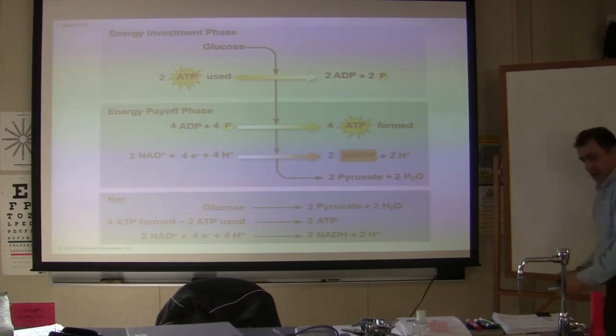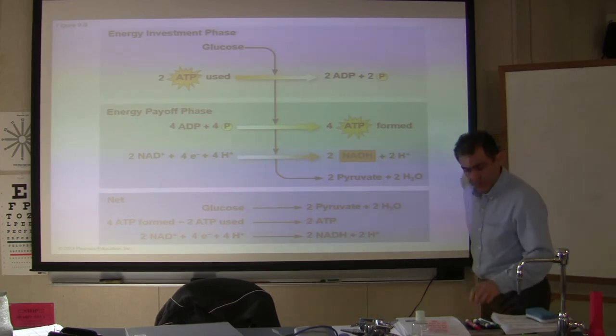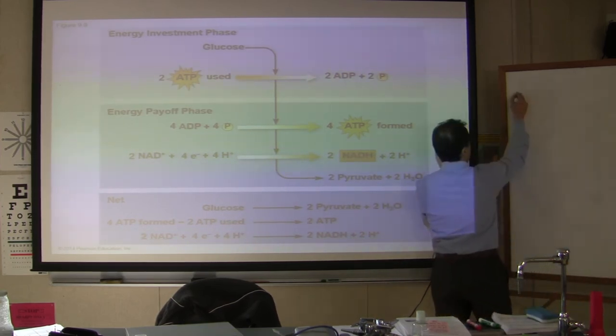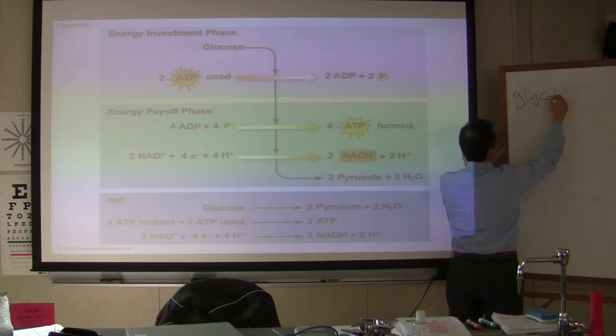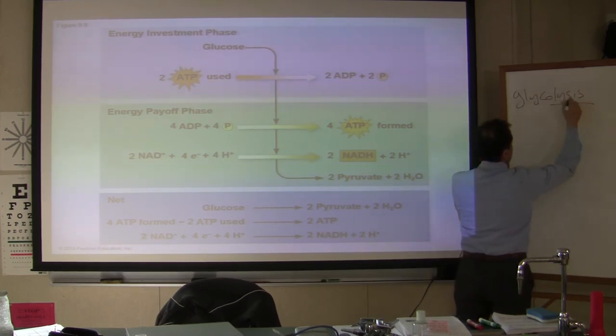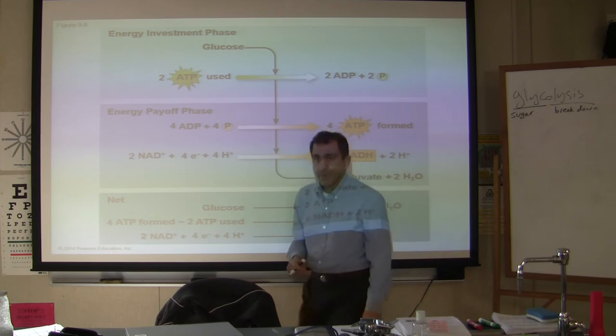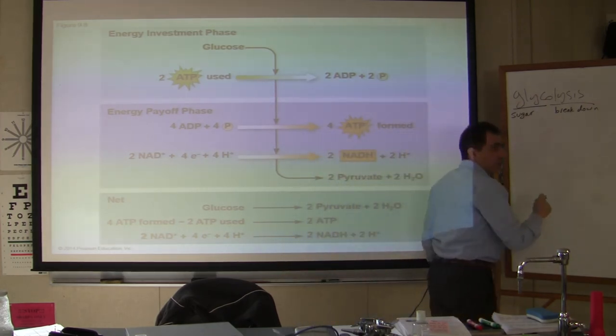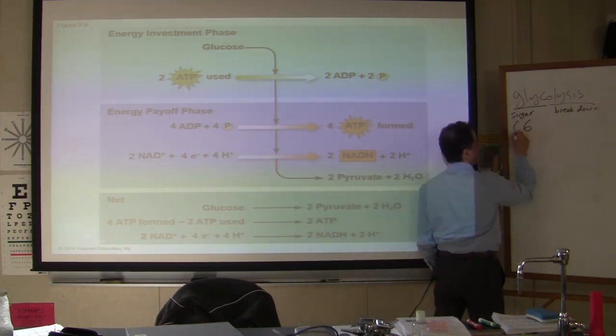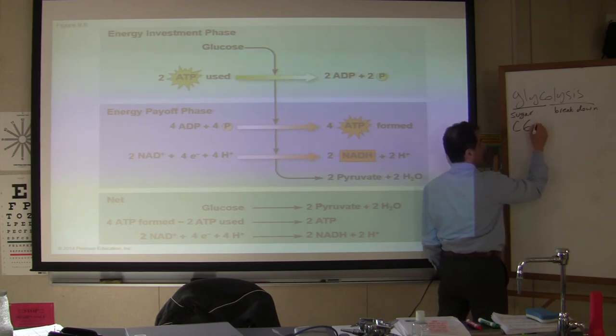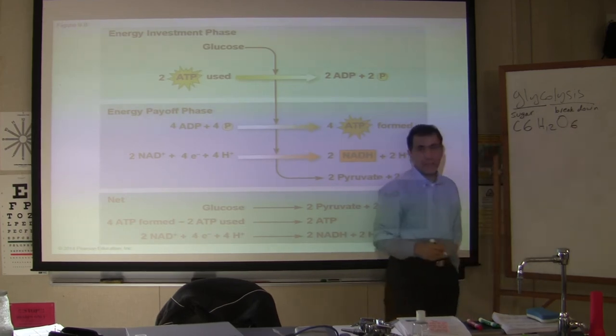I write on the board what it is that you need to know. Glycolysis. Lysis at the end of the word means what? Breakdown. And then glyco means sugar. Do I make sense? So breaking a sugar molecule, glucose, has how many carbons? Six. How many hydrogens? How many oxygens? Six. You learned that at the beginning of the semester.